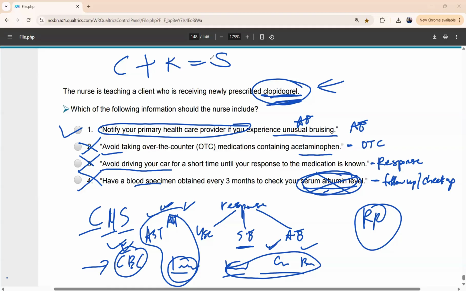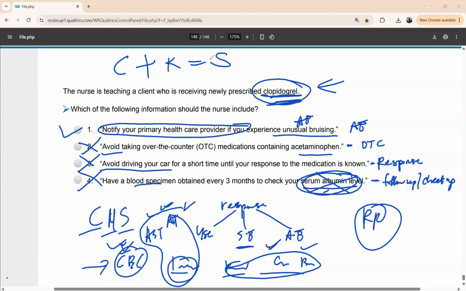But how do you know that that is what the NCLEX is trying to test? By understanding it. Number one is testing you related to adverse effects. Number two is testing you related to medications to avoid, over-the-counter medications to avoid. Number three is testing you related to response. And number four is testing you related to follow-up and checkup. So these are things that one will learn.